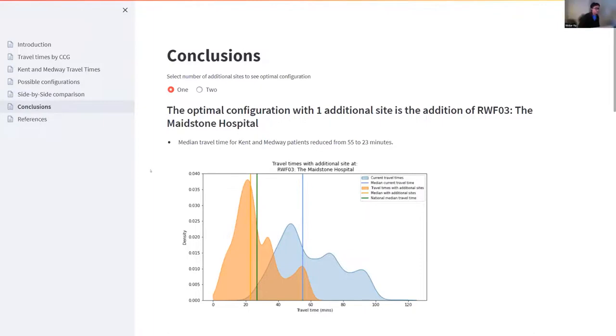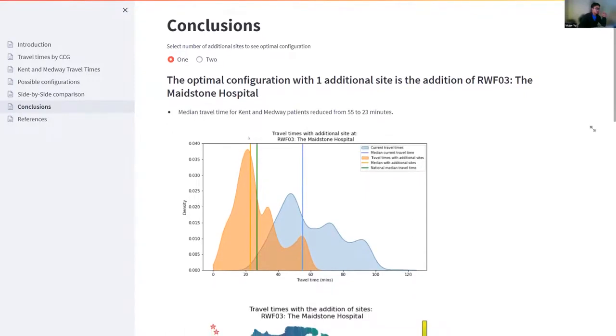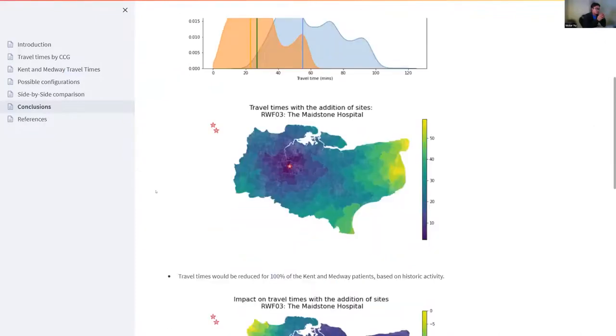Great. So in terms of the conclusions, we analyzed the best configurations in terms of improved travel times. We looked at combinations of a new single solo site and 2 additional sites. And what we found is that with only 1 additional site, the best one will be placed at Maidstone Hospital. So if you look at the density plot here of travel times, we would have a reduced median travel time from 55 minutes to 25 minutes, which you can see from the movement of the blue vertical line to the orange vertical line. So it's very significant. And you can see how it impacts specifically each LSOA in the maps below.